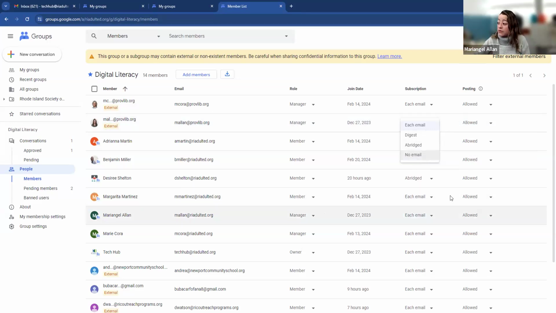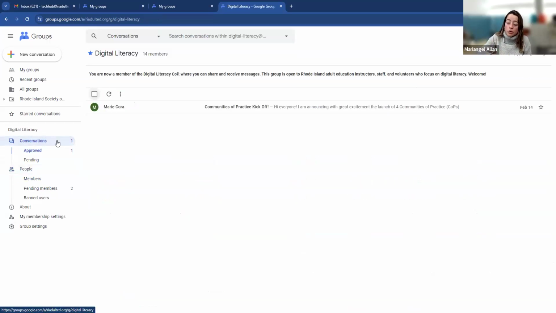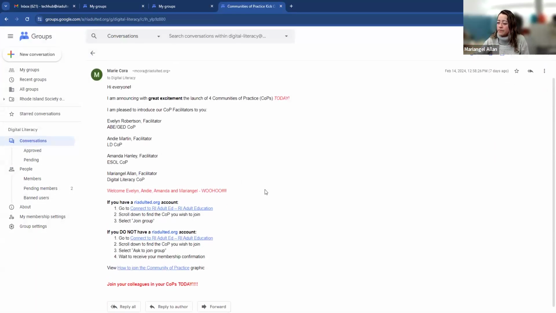And if you select no email, you don't want to receive them in your inbox, that's fine. You would just have to be mindful of going to your groups. If you would like to check out what's happening on digital literacy, you go to conversations. And then here you'll be able to see what's happening on digital literacy. So you can see, oh, Marie sent a message here. Let me open it and see what it's all about.